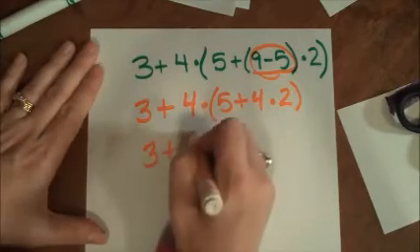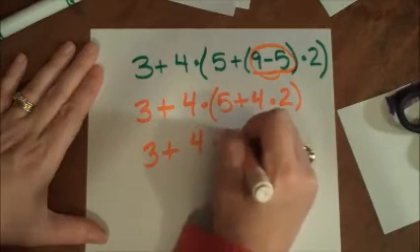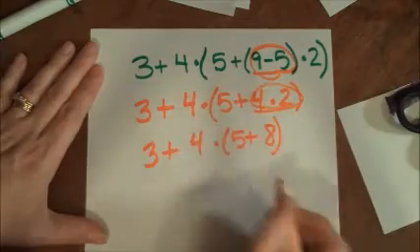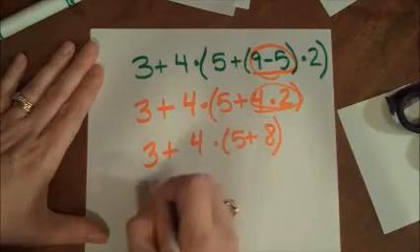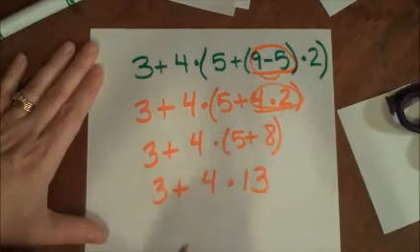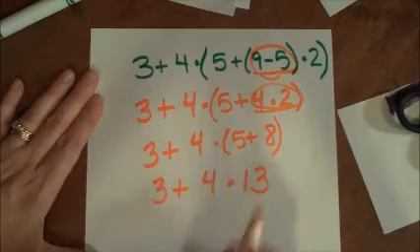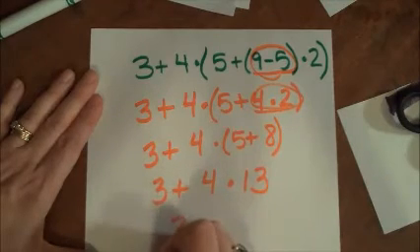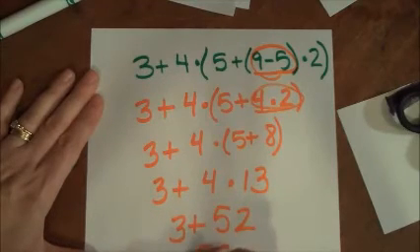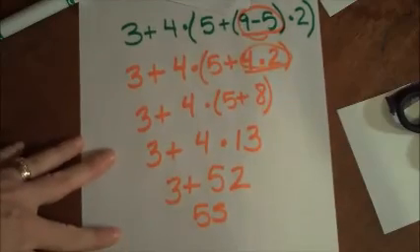3 plus 4 times 5 plus 8. That's what I evaluated. Now it's time to do 5 plus 8. 3 plus 4 times 13. Left with addition and multiplication. Multiplication comes first. 3 plus 52. 55 is the answer to this problem.